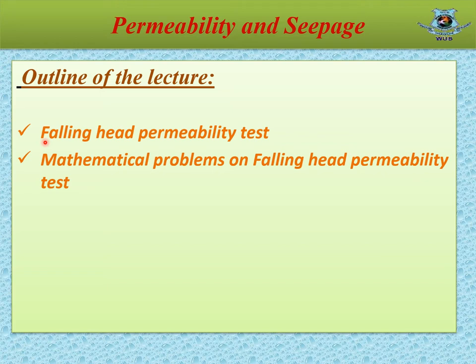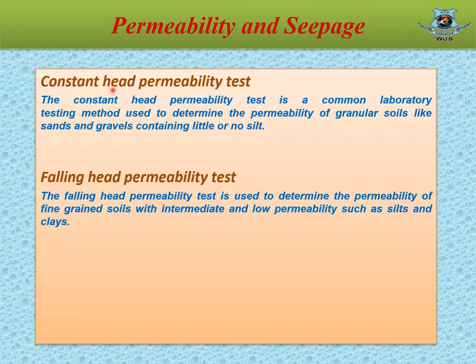In today's lecture, we will cover the falling head permeability test and mathematical problems on the falling head permeability test. Constant head permeability test: the constant head permeability test is a common laboratory testing method used to determine the permeability of granular soils like sands and gravels containing little or no silt. Falling head permeability test: the falling head permeability test is used to determine the permeability of fine-grained soil with intermediate and low permeability, such as silts and clays.